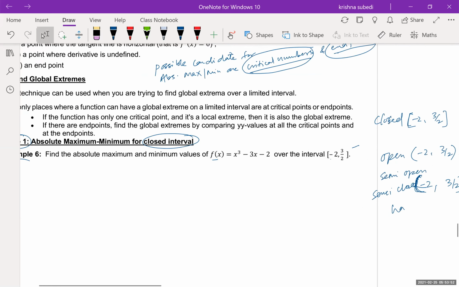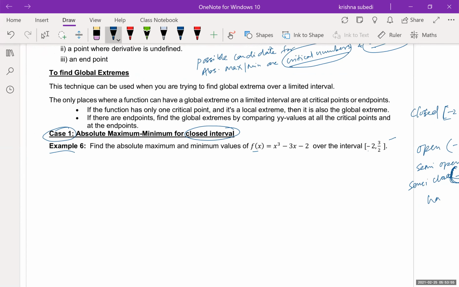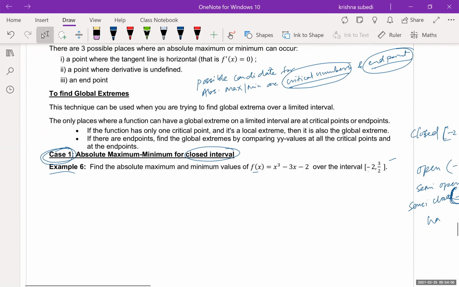Now, there are two cases that we'll focus our attention on. One case is when we are given a closed interval. What do we do? Well, as we have said earlier, the possible candidates for global minimum and maximum are critical numbers and endpoints. So first of all, the endpoints are already given. That's good news. We need to find critical numbers.